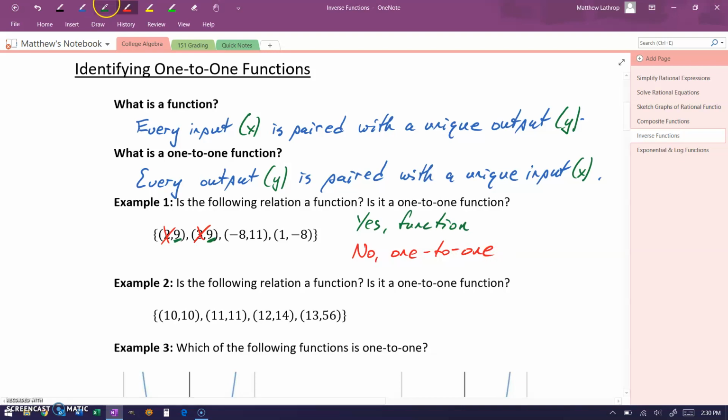In example 2, we're asked the same questions. Our x values aren't repeated, so we don't have an x value paired with more than one y value. So in this case, yes, this is a function. And in this case, our y values aren't repeated, meaning we don't have a y coordinate paired with more than one x coordinate. So we would also say that yes, this function is one-to-one.